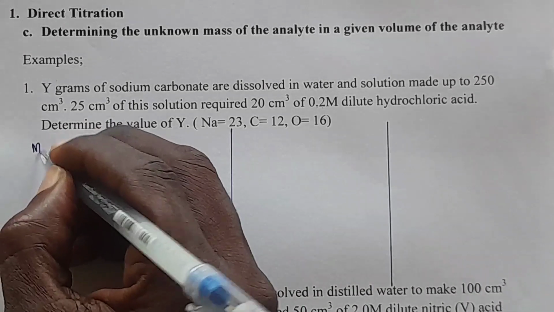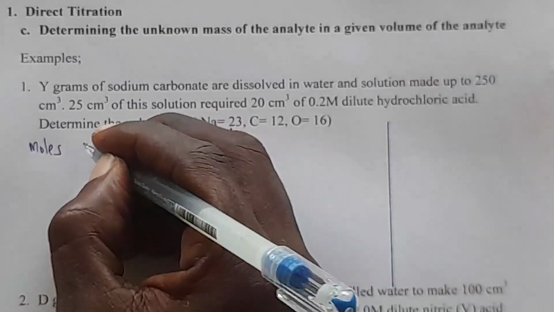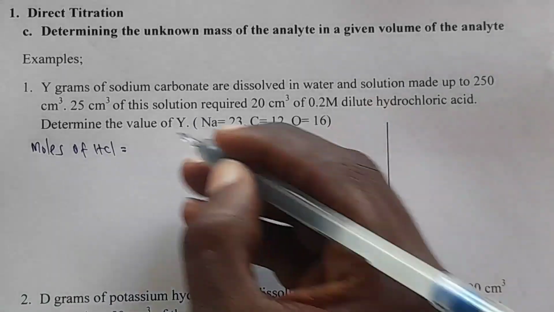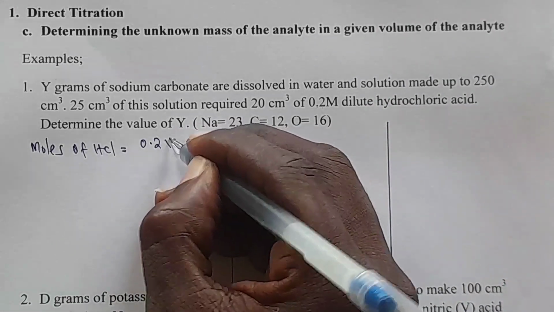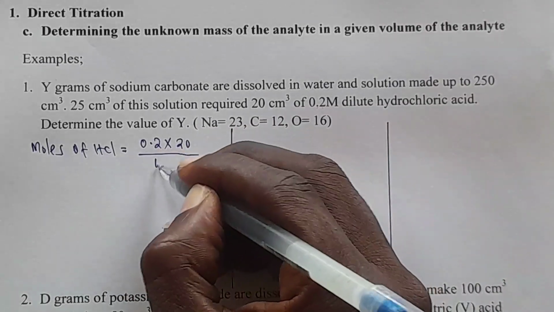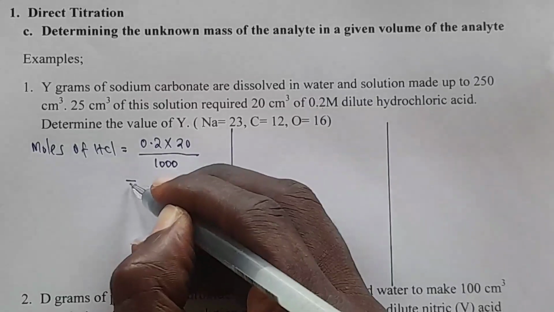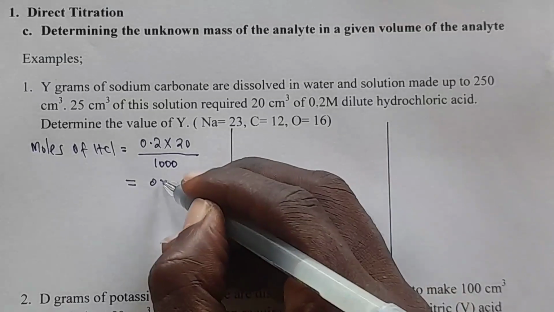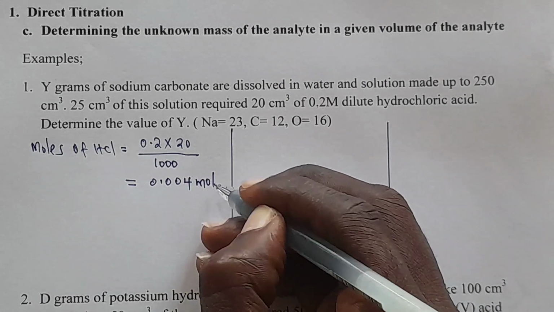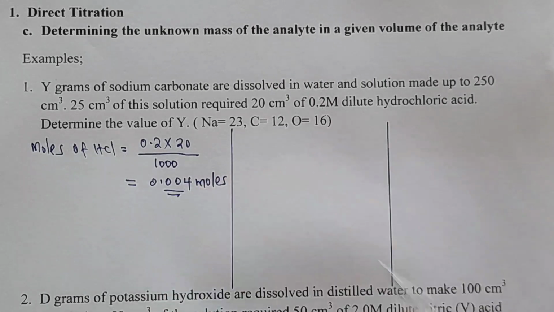So we are going to say moles of hydrochloric acid, HCl, will be given by molarity, which is 0.2, multiplied by volume, which is 20, and divided by 1000. So this will be equal to 0.004 moles of hydrochloric acid.